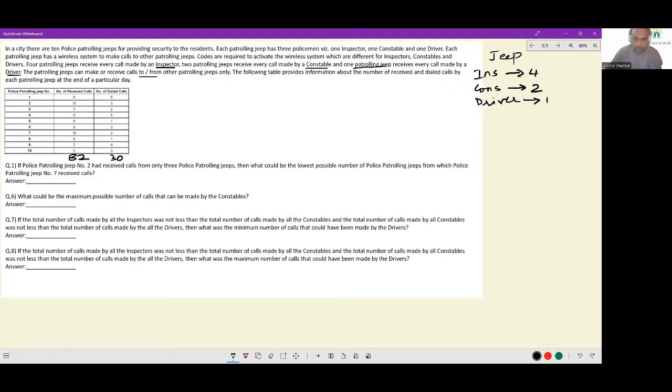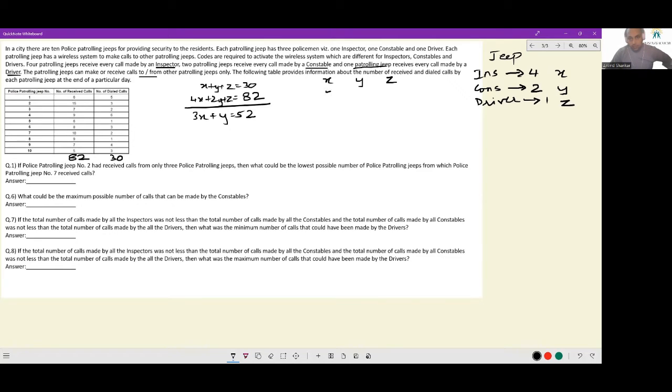Let the number of calls made by an inspector be x, by a constable be y, and by a driver be z. In terms of calls dialed, x plus y plus z is equal to 30. In terms of calls received, 4x plus 2y plus z is equal to 82. Altogether, I get 3x plus y is equal to 52. Now, with this in mind, I can come up with possible solution sets for x, y, and z.